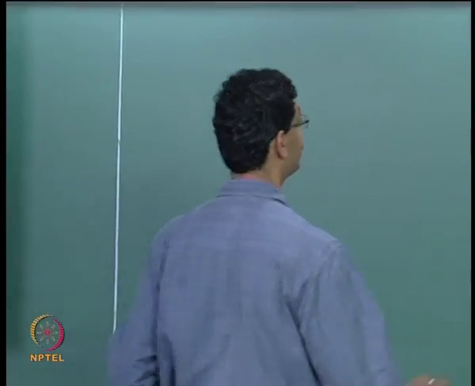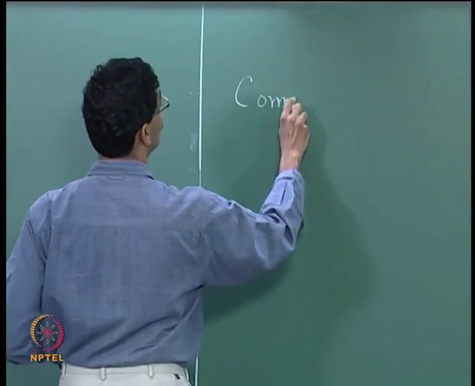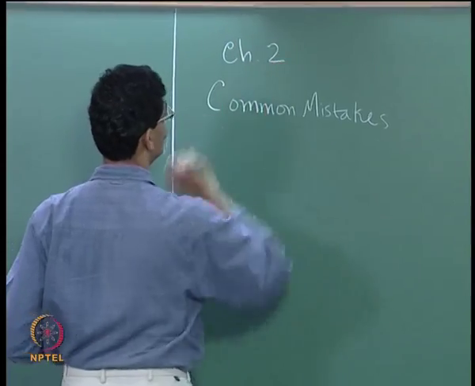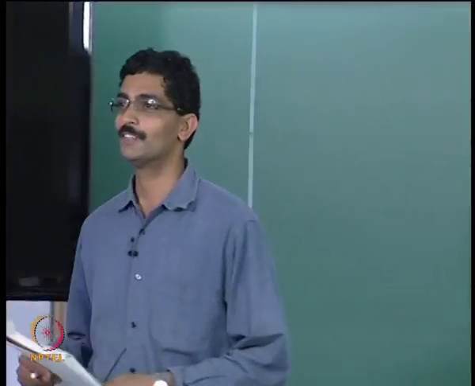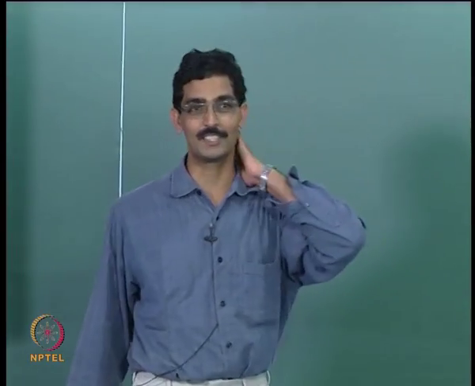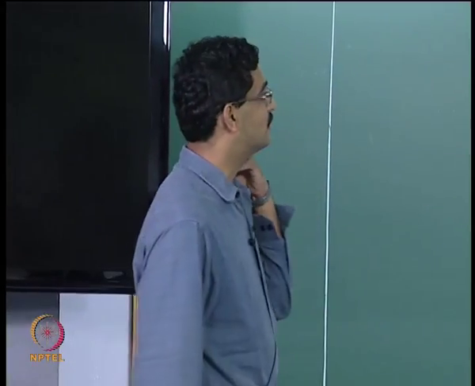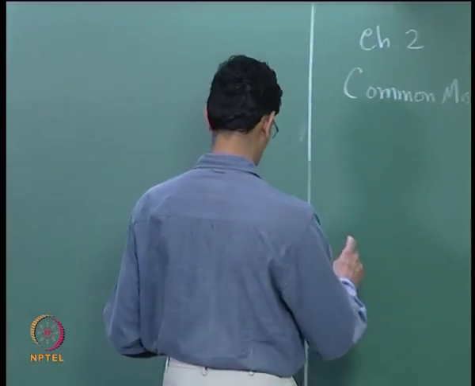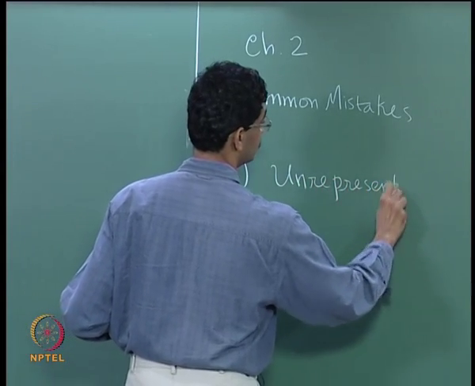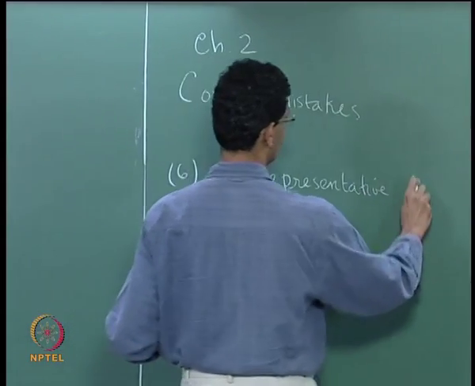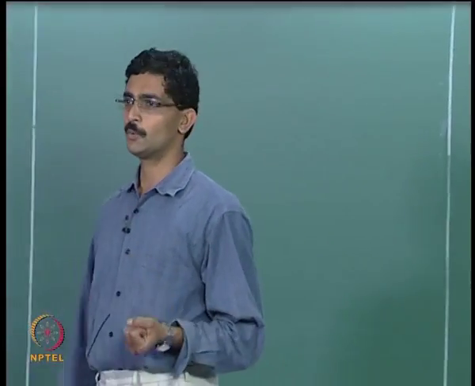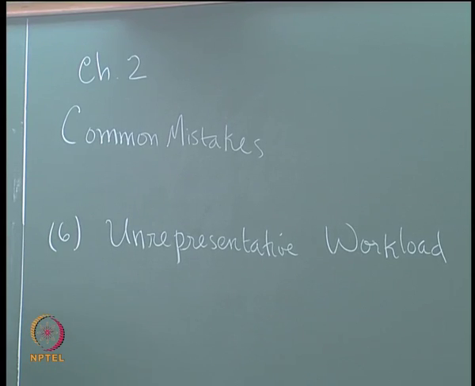As I said, this is still from chapter 2, there are about 22 items in that long list. Not all are relevant to discuss now, you can still go through that at leisure later on, but a couple of things we will see. So one is item number 6, unrepresentative workload, which means choosing a workload that does not really depict the real expected behavior of the system.